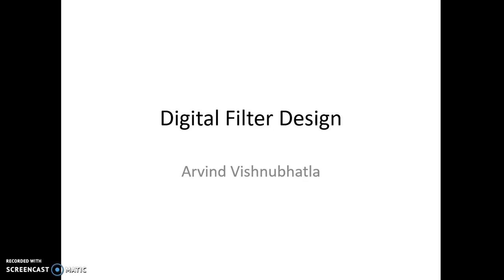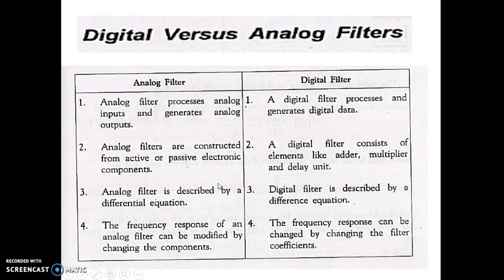We have already seen that there are two types of filters. One is an analog filter, the other is the digital filter. So if you really see, the analog filter and digital filter have some differences. The analog filter processes analog inputs and generates analog outputs, whereas the digital filter processes and generates digital data.